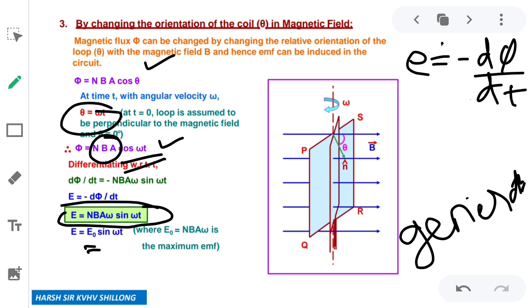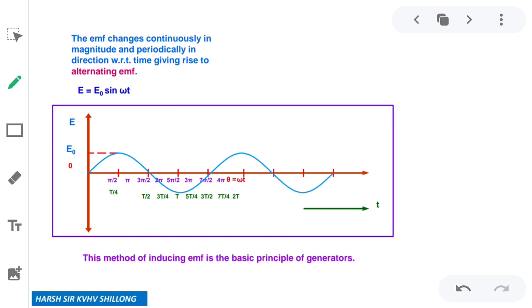The EMF induced in the generator is a sine function of time. So you can see the graph here, sine starts from 0. So the graph for the EMF induced is as shown on the board.